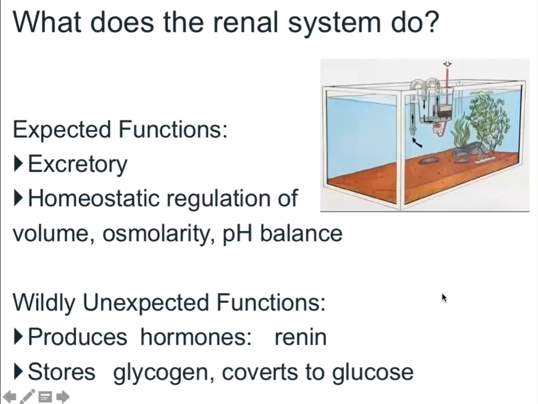They also have some unexpected ones. Like your kidney is an endocrine organ that produces renin. Renin is an important hormone, not because of renin's own function. Renin doesn't do much in the body, but renin will trigger two other important hormones to release. It's called the RAS pathway. We will talk about it next week.